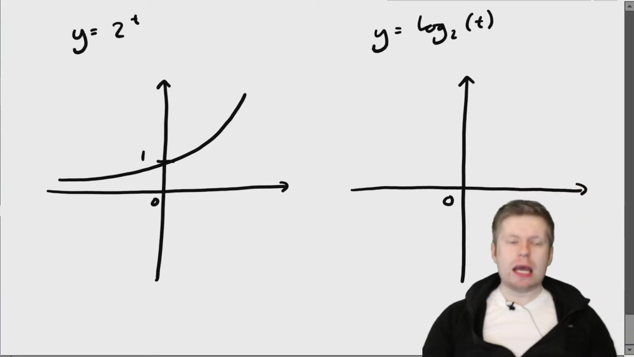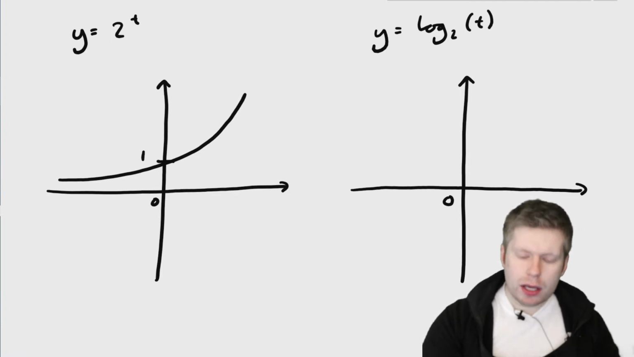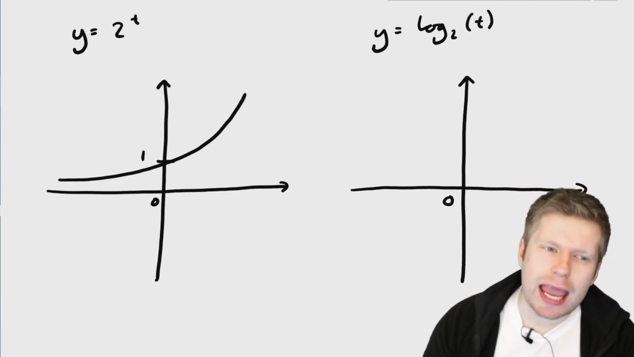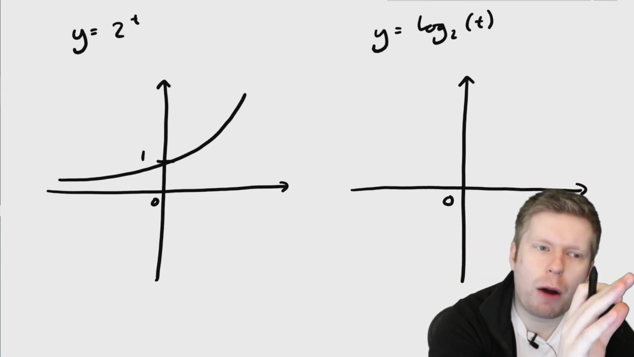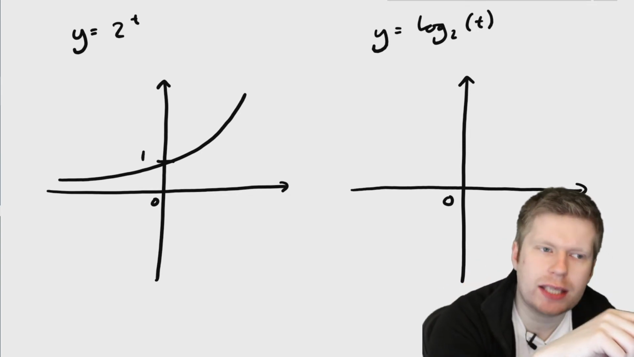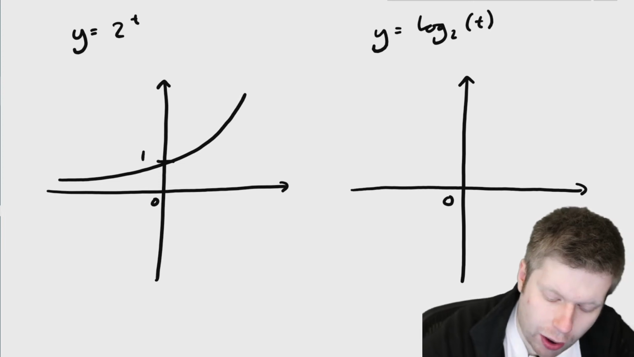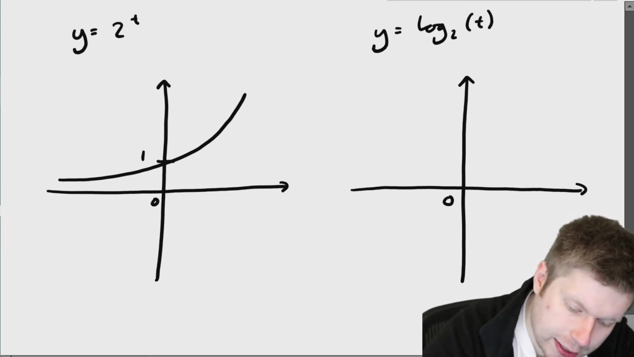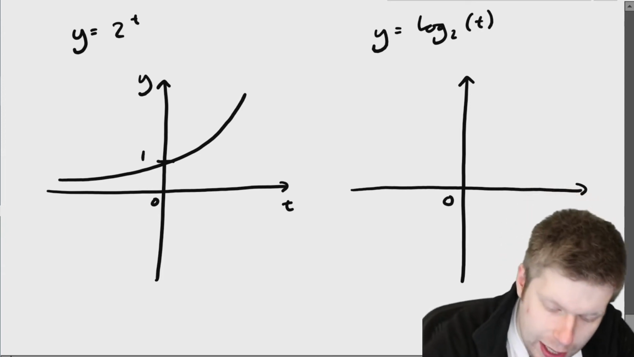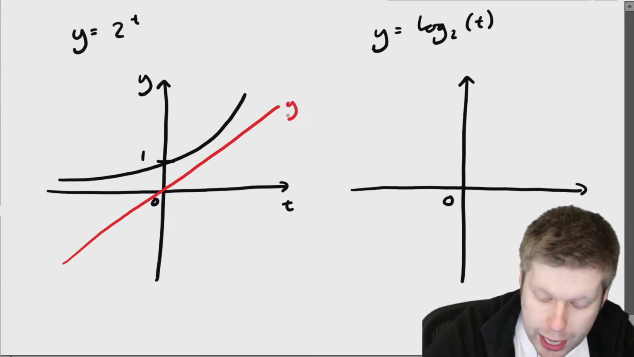So if I draw in my graph, let's just think. Are you happy that because logarithms and exponentials are inverse of each other, my input and my output should swap round? In other words, my time should become my size and my size should become my time. In order to swap my t-axis and my y-axis, in other words my time axis and my size axis, I need to reflect them in the line y equals x.